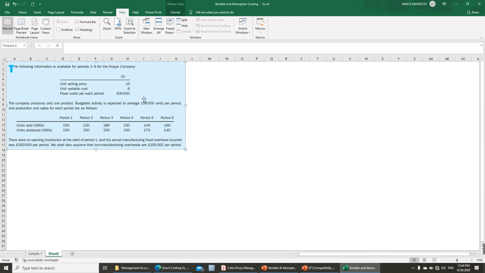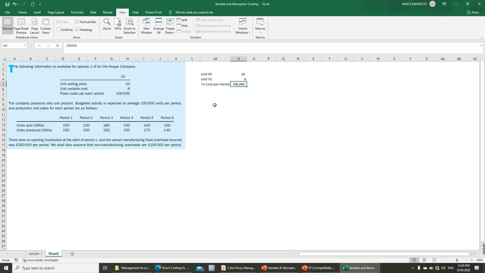So, first, let us try to list down the different assumptions on this problem. So let us put it in Excel and code it in Excel so that we can easily compute it. Okay, so firstly is the unit selling price. It says here 10 GBP. Unit variable cost, it says here 6. And then fixed cost per period, it says here 300,000. So I'm trying to encode this so that we can easily link the formulas to the different numbers.